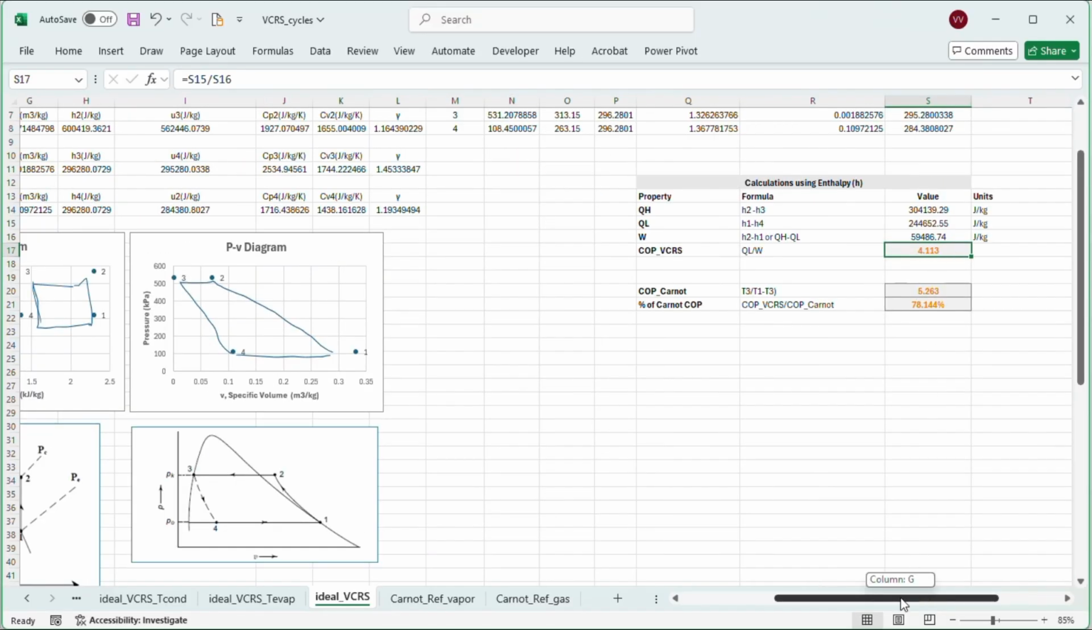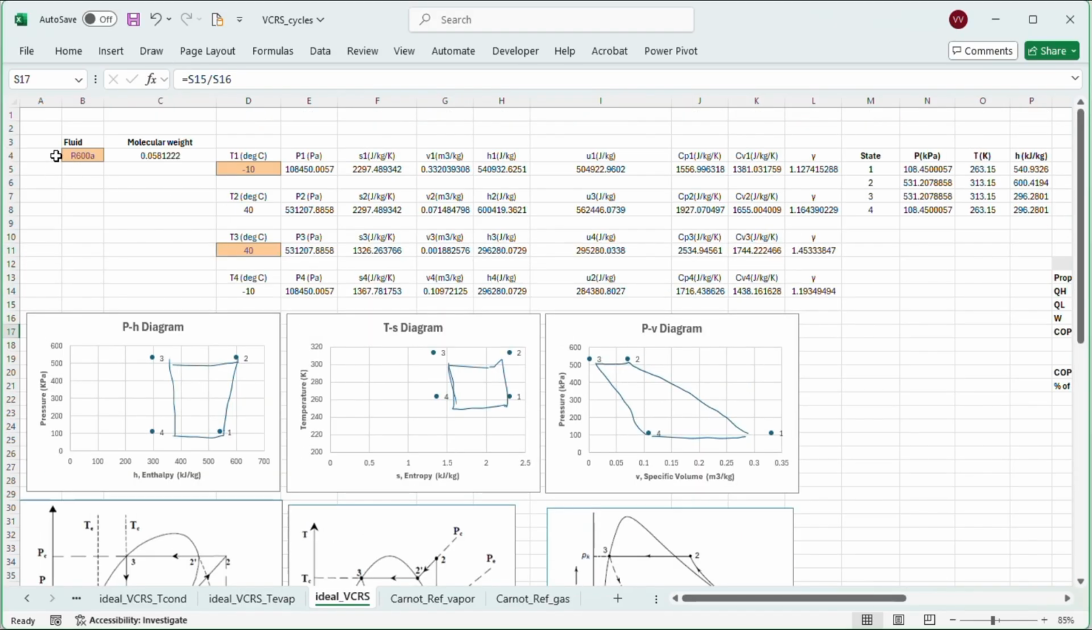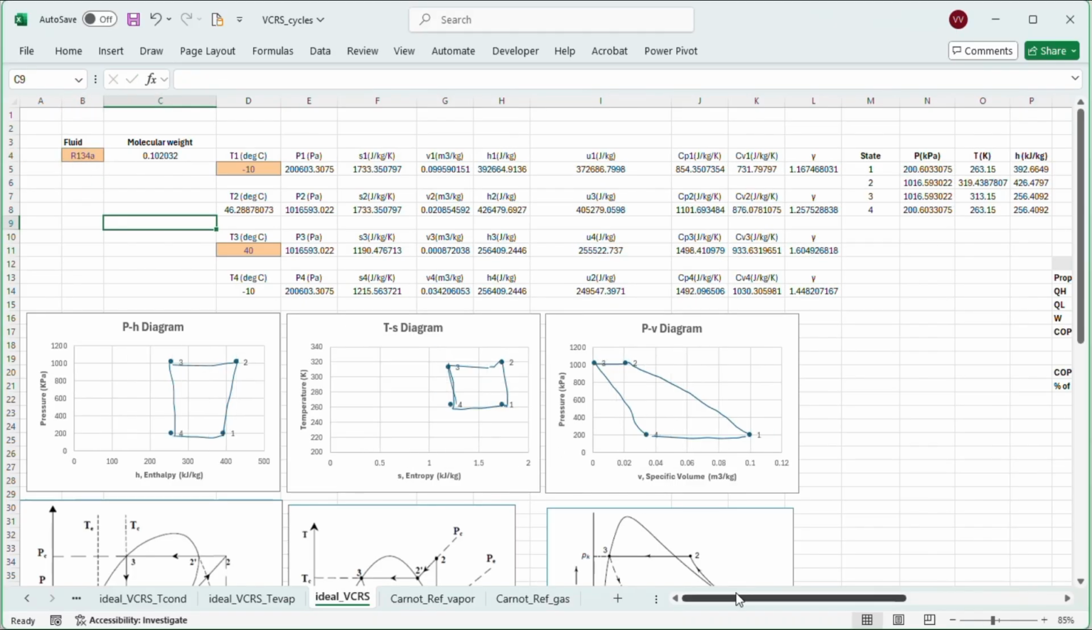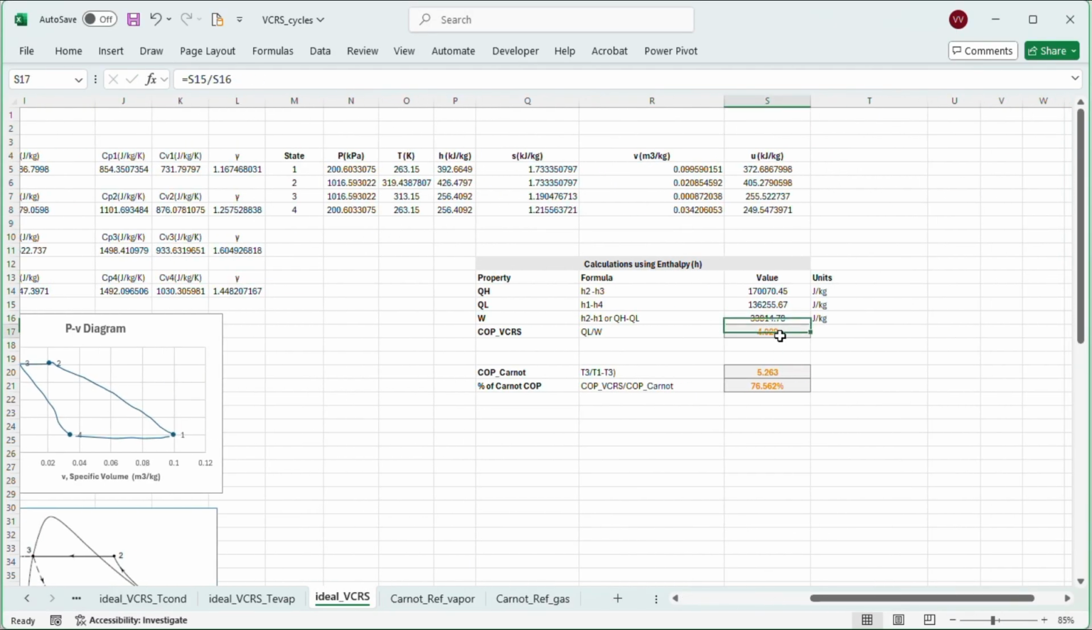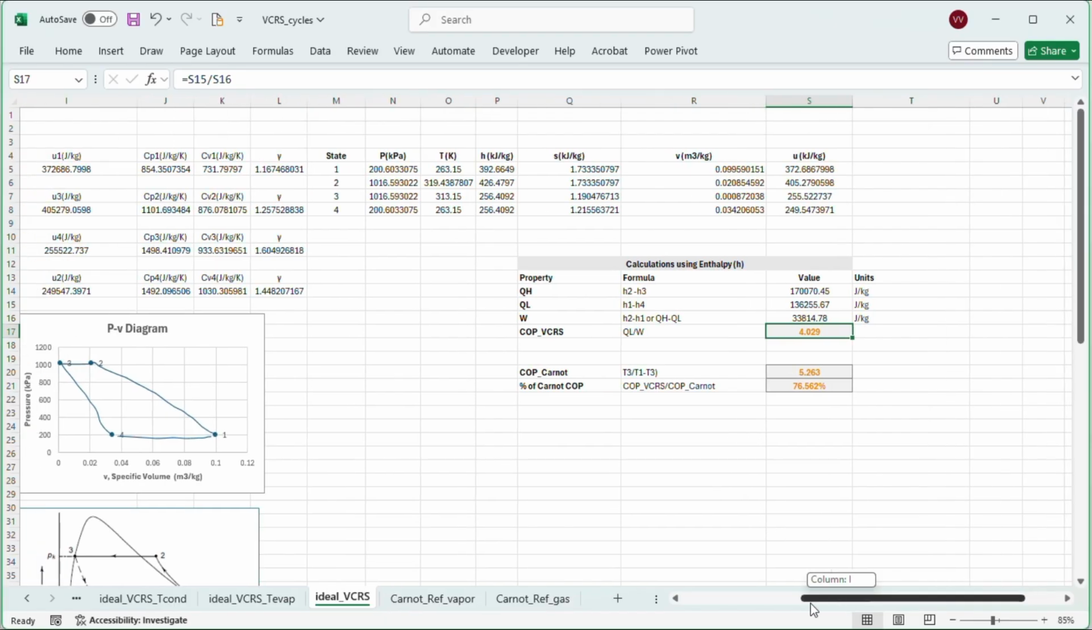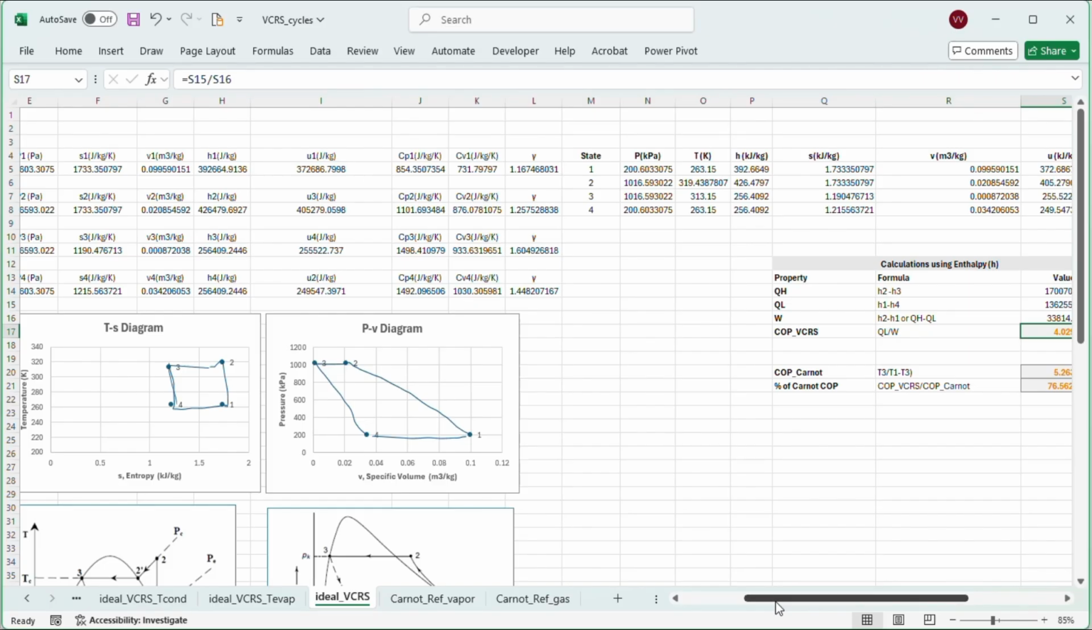Just pay attention here. So for R600A it is 4.113, and if I change it to R134A, it probably should decrease. Yes, it decreases to a lower efficiency. So typically R600A is considered to be a better, more efficient refrigerant, right? Because of the shape of its dome. So sometimes refrigerant selection is also important for energy efficiency. All right.